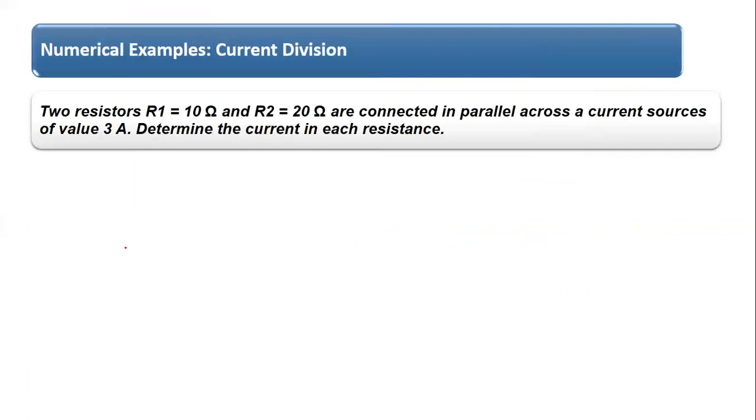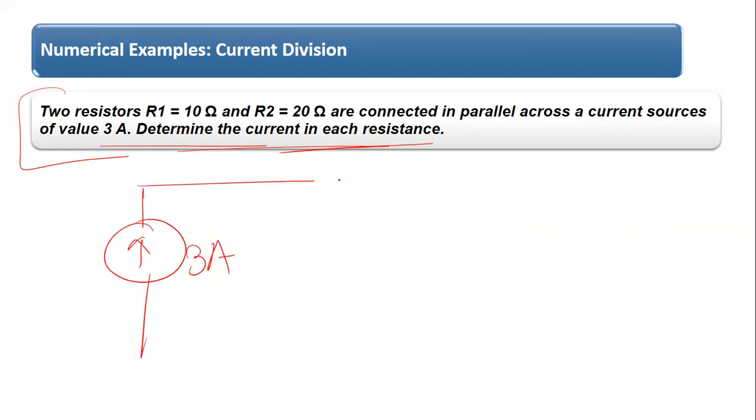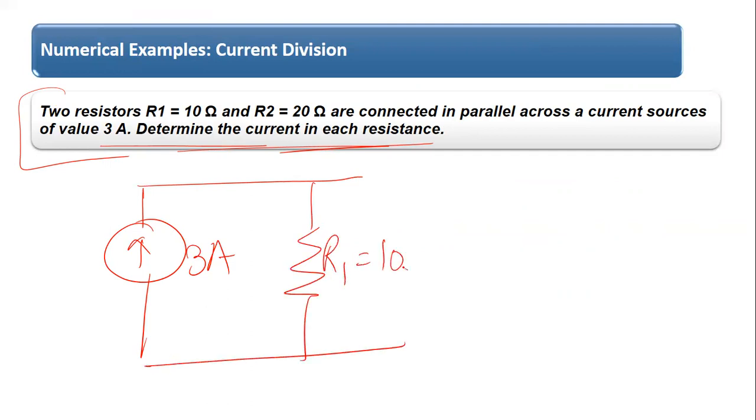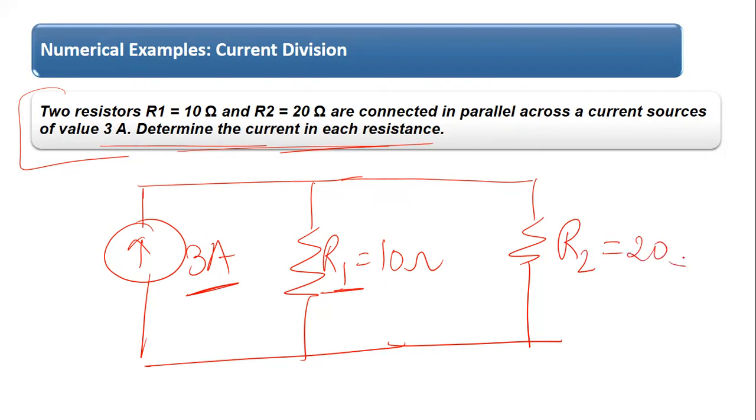Now let us come to the next part, which is the current division rule, and let us draw the circuit according to the statement. There is a current source which is of 3 ampere, one resistance R1 of 10 ohm, and another resistance R2 which is 20 ohm. Now you have to find out the current through each branch. So let us assume that I1 is the current in this one and I2 is the current in this particular branch, and the total current is I flowing here.